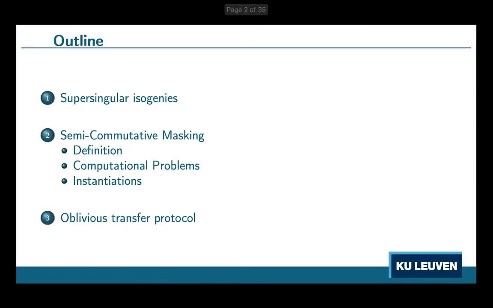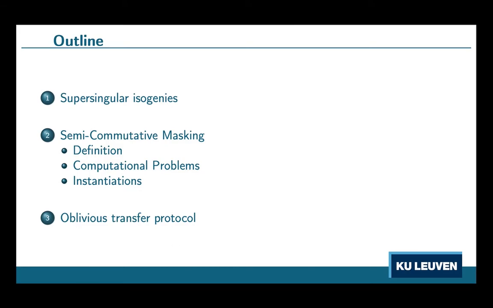So in this presentation, I'll be starting with giving some background on supersingular isogenies, explaining a bit the concept, giving some notation, and presenting the supersingular isogeny key exchange protocol, which is a bit analogous to the Diffie-Hellman protocol. Then I'll be talking about our main contribution of semi-commutative masking structures. I'll give a definition, some computational problems, and explain how we can instantiate it, namely with supersingular isogenies. And finally, I'll be describing the oblivious transfer protocol that we propose with some of its security features and some of its applications.